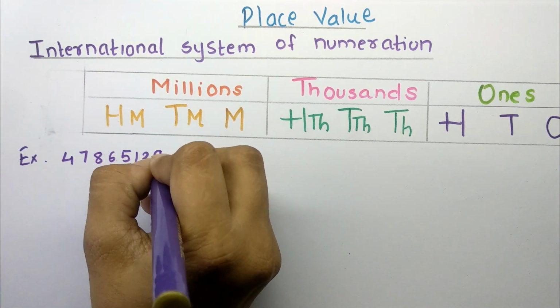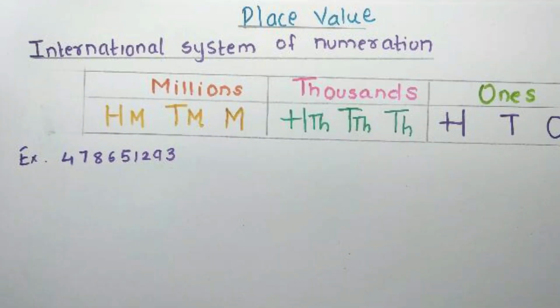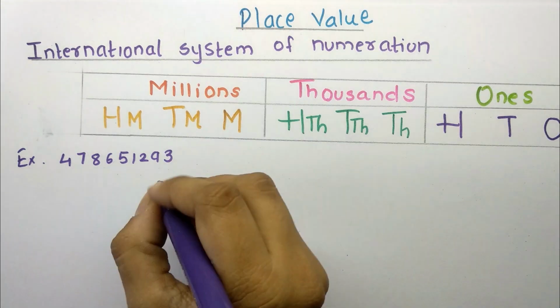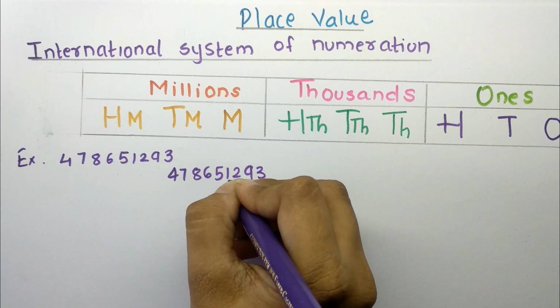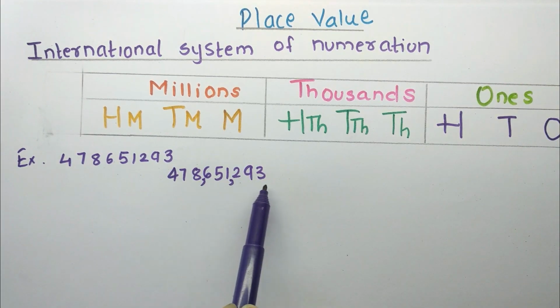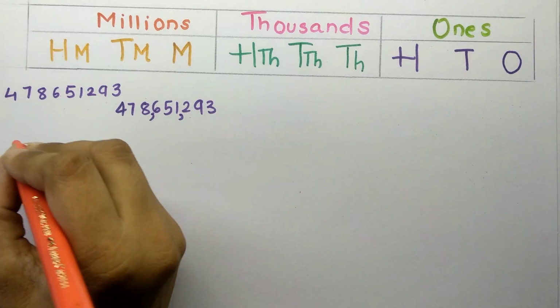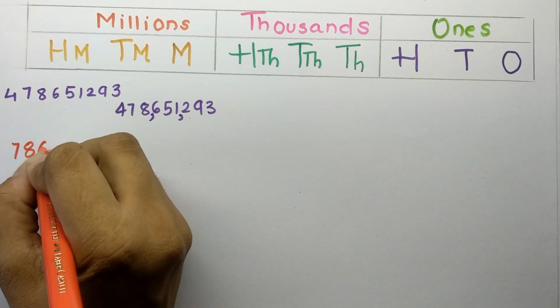Let us see one example. I've written down the number 478651293. Let us separate them using commas. You will separate the periods using commas. So I have put commas after three digits. So it represents ones, thousands, and millions period.